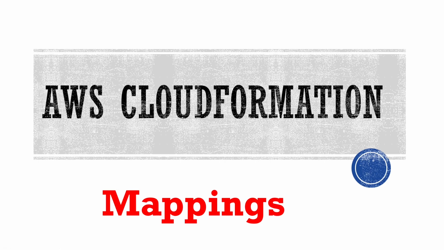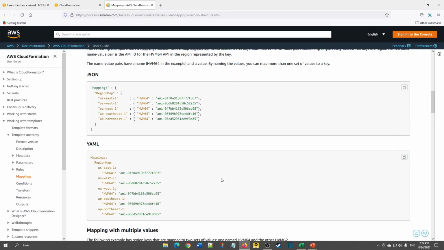Today we'll be looking at AWS CloudFormation Mappings. Mapping is one of the sections. It matches a key to a corresponding set of named values. What mapping helps us with is this: based on the region we are launching this CloudFormation stack in, we can choose the AMI.